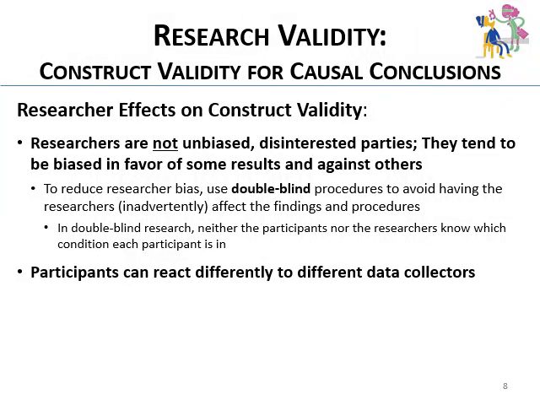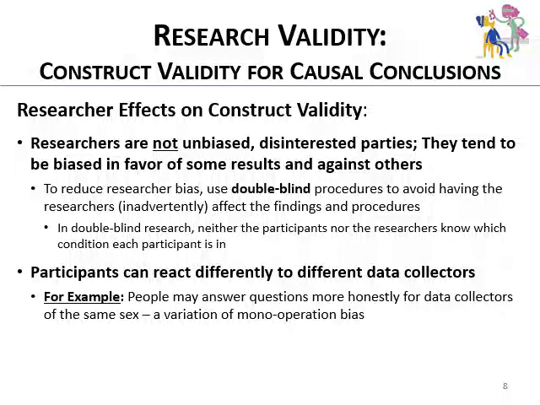So also, back to like a biosocial effect, participants react differently to different data collectors, right? So, for example, they may answer questions more honestly for data collectors of their same sex, right? Particularly if you're asking about something they may not want to answer or give you honest answers on. It's sort of like a variation of mono-operation bias.